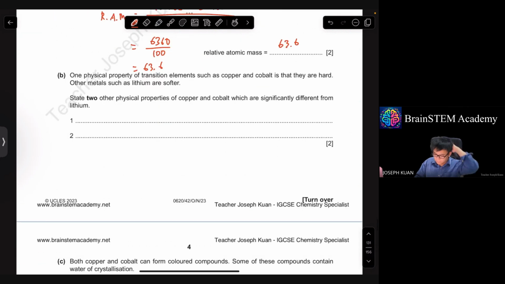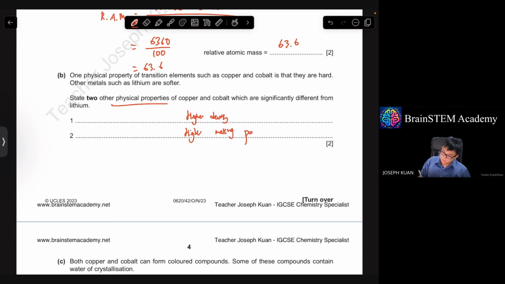Next, one physical property of transition elements such as copper and cobalt is that they are hard. Other metals such as lithium are softer. State 2 other physical properties of copper and cobalt which are significantly different from lithium. So in terms of physical properties, they have a way higher density and a way higher melting point than lithium.